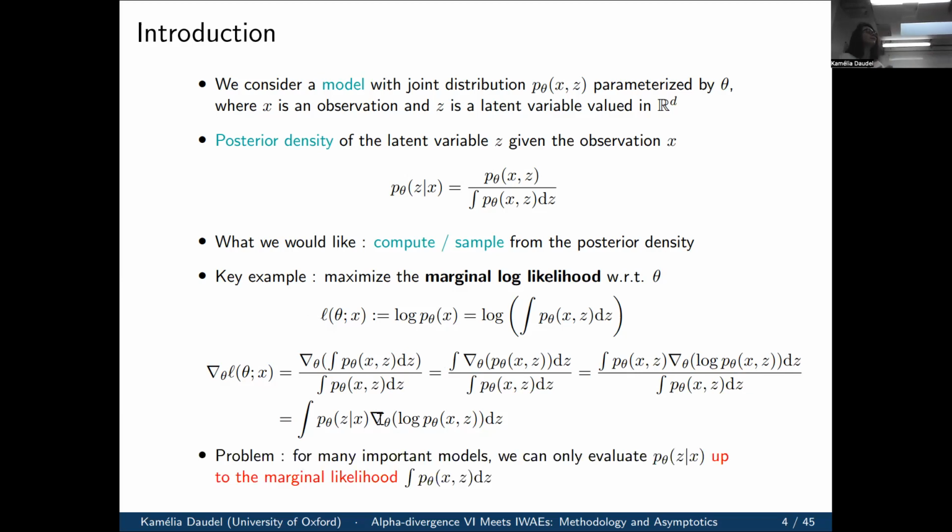Unfortunately, and this is the typical Bayesian statistics problem, for many important models, I don't actually know how to sample from this posterior density, so I need to find another way. And in my language, another way is: let's use variational inference methods.